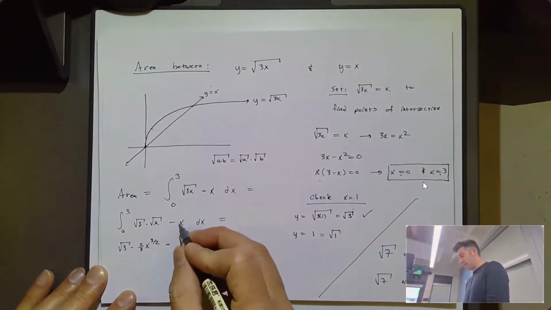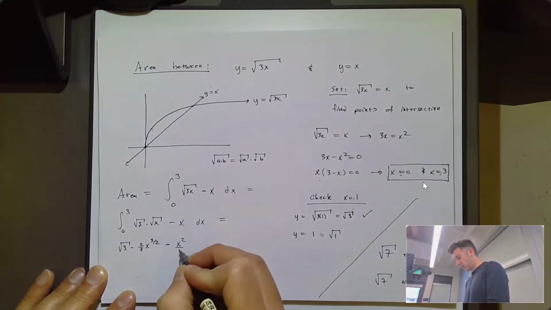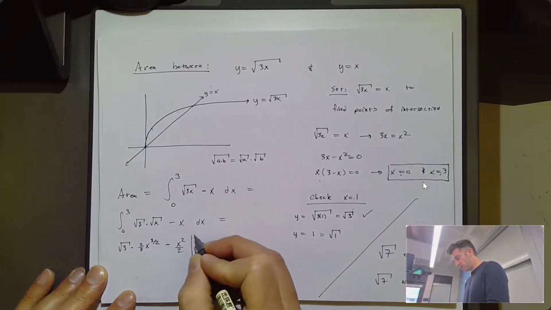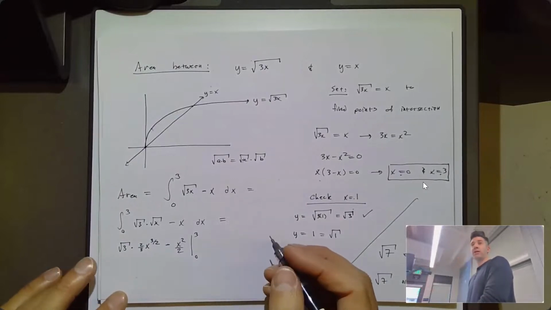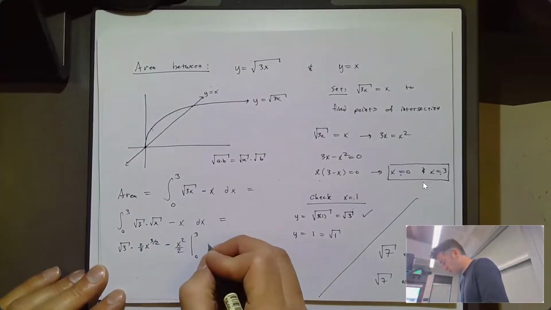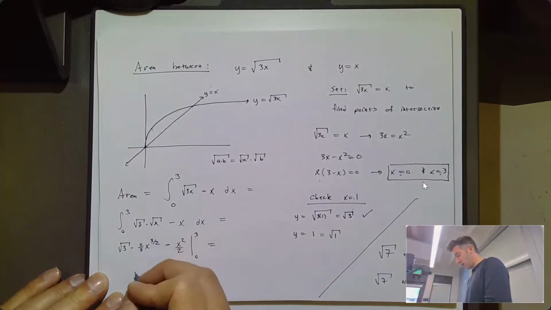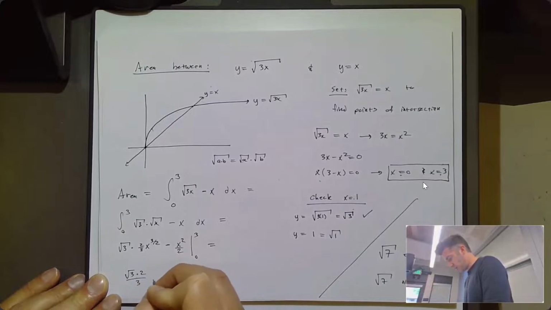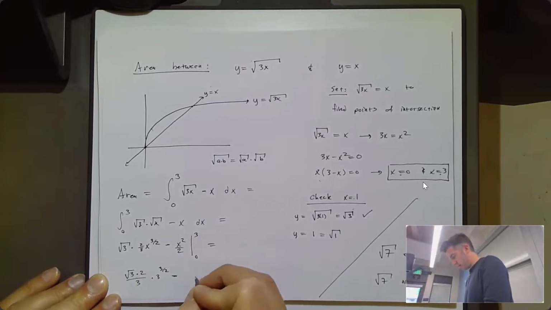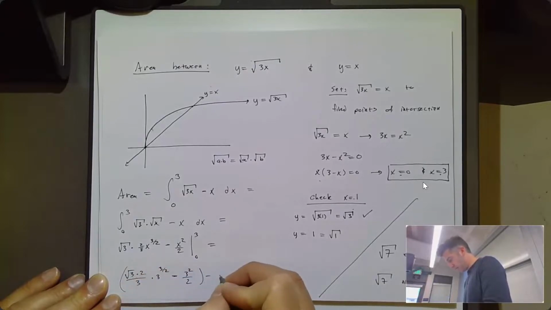And then the antiderivative of x is x squared over 2 from 0 to 3. The numbers aren't nice here. I probably should have picked 4x instead of 3x. Oh, well. We're going to plug in 3 and we're going to get the square root of 3 times 2/3 times 3 to the 3/2 power minus 3 squared over 2, minus 0 minus 0.